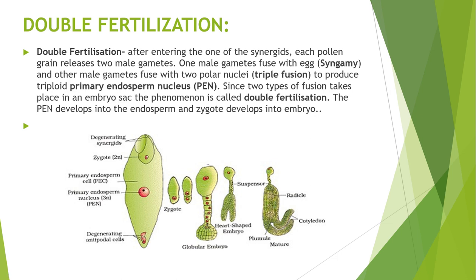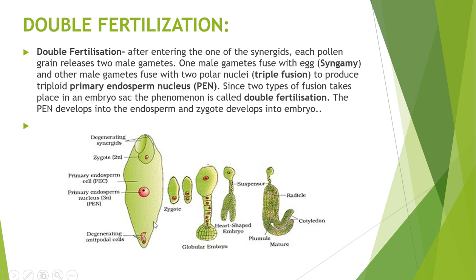In the first diagram, the fertilized embryo sac showing the zygote and the primary endosperm nucleus, that is the PEN. Correct? Okay, and in all these stages, ये जो stages हैं, these are the stages in the embryo development in the dicot.